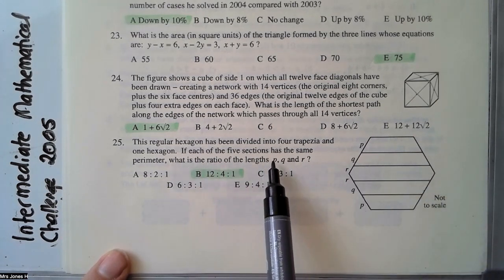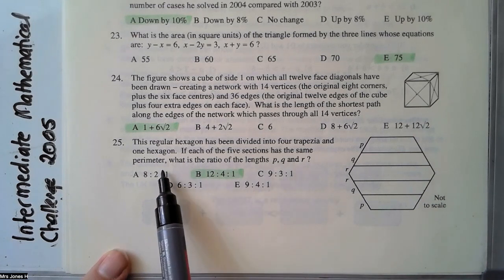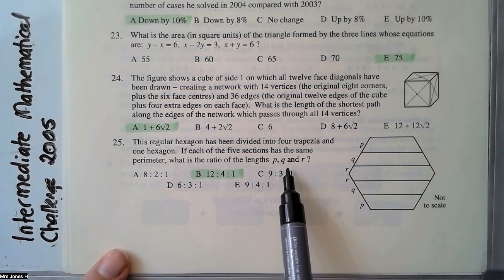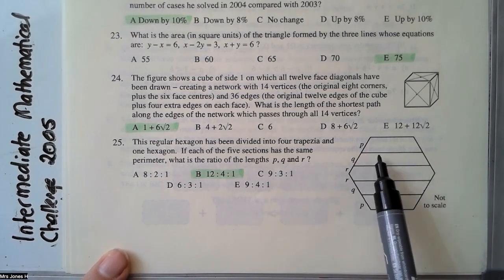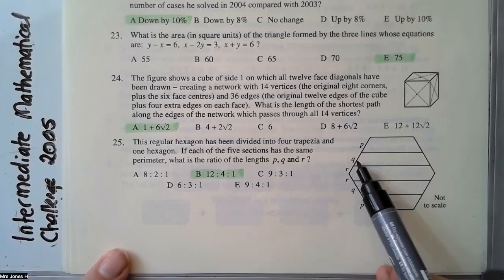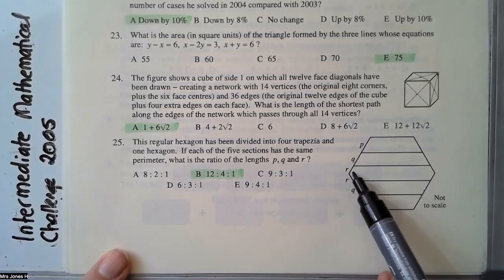If each of the 5 sections has the same perimeter, what is the ratio of the lengths P, Q, and R? This is P here, this is Q here, and R is just the half of that length here.